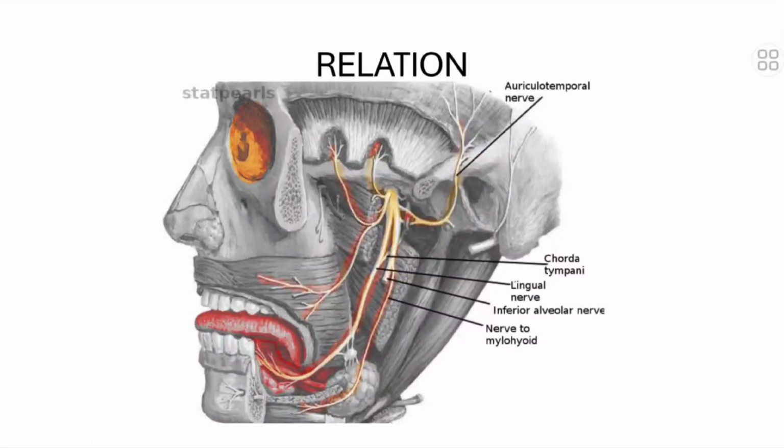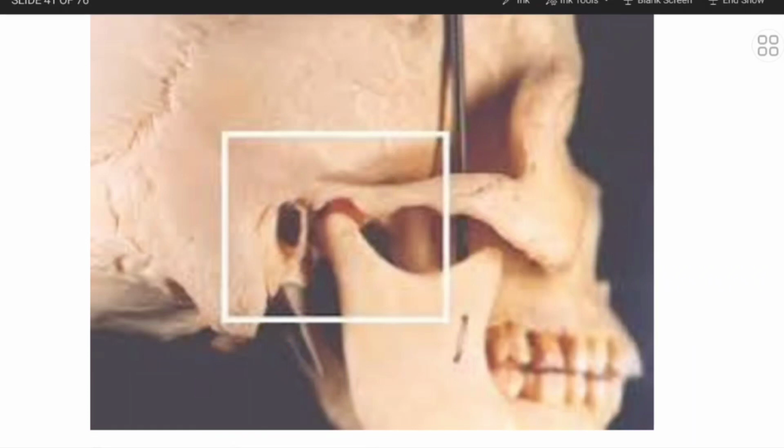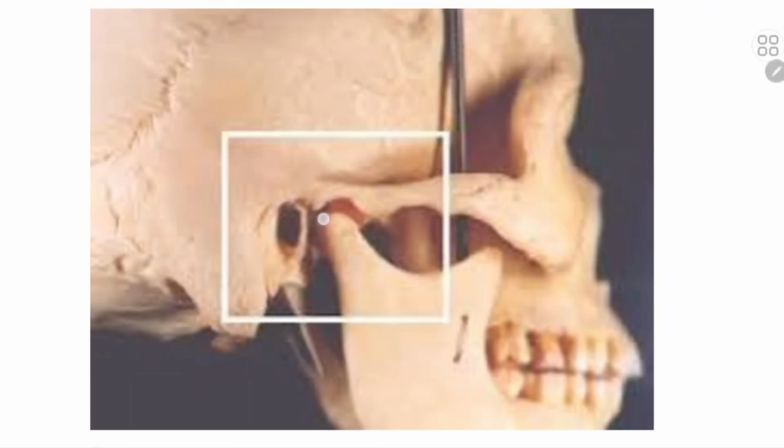So everyone, today we are going to see about the relations of the temporomandibular joint. So this is the temporomandibular joint, and this is the anterior relation and this is the posterior relation. The structures present outside the temporomandibular joint form the lateral relation, and the structures present inside the temporomandibular joint form the medial relation.